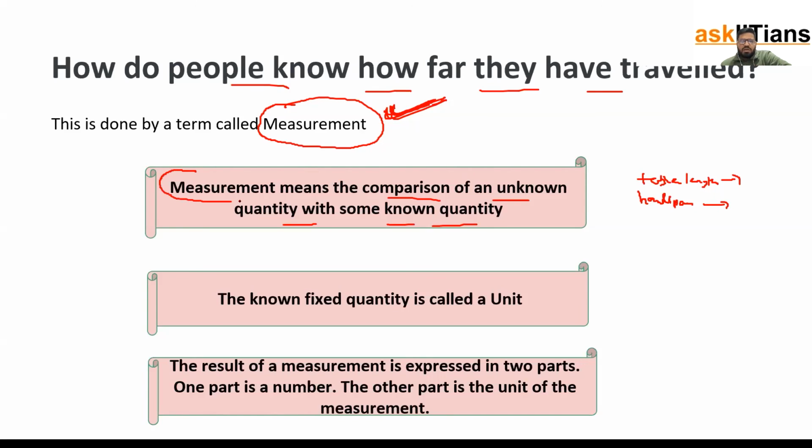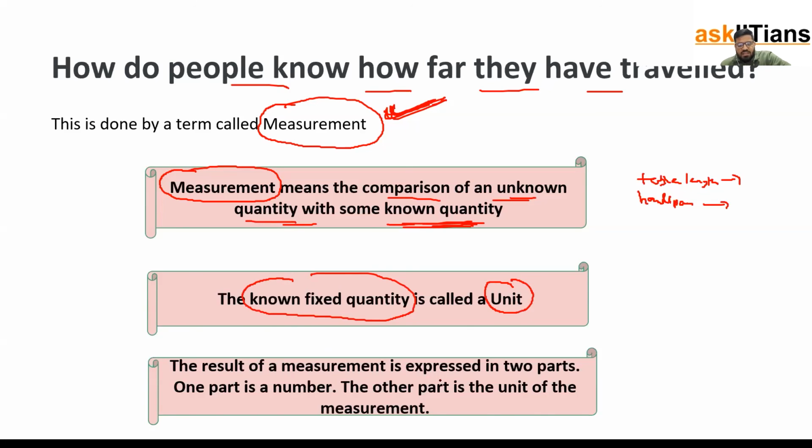So whenever you are measuring some quantity or some length or some distance, what you are doing is basically comparing the unknown quantity which you want to know with some known quantity which you already know. That known quantity can be anything. It can be bat length, it can be elbow length, it can be hand span also. It depends upon your measurement. Okay. So this known fixed quantity, which I was taking as hand span, is known as the unit.